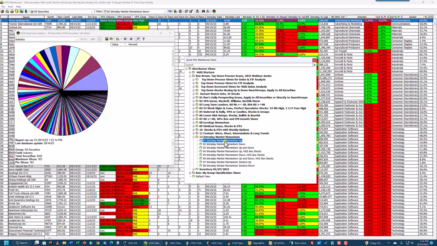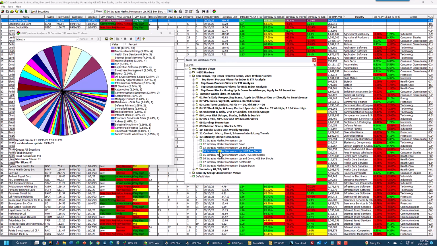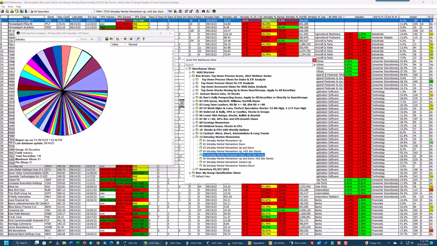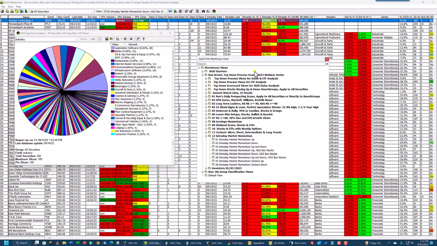So what I'm going to do is show you how you can isolate this down into sectors. Now I also have intraday market momentum up, HCS box stocks. There's only 118 up, and you can see that the money is flowing into REITs, and precious metal and mining, healthcare services, and so on. On the downside, there's 393, so another big gap between stocks that are up and stocks that are down.